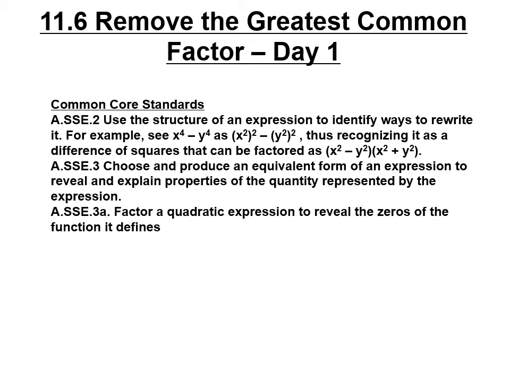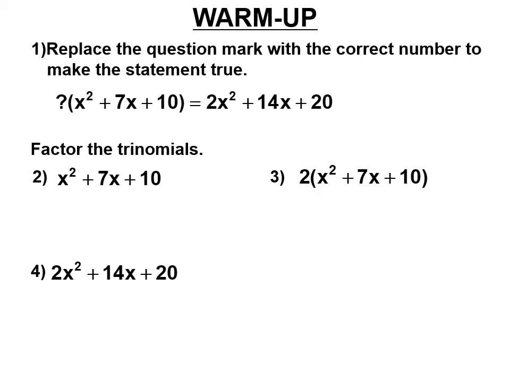So welcome to 11.6. We're going to be removing the greatest common factor, which is what? It is really the distributive property in reverse. So let's look at this. It says replace the question mark with the correct number to make the statement true. So what must have been out here that made 2x squared, 14x, and 20? Well, the question mark must have been 2, right?